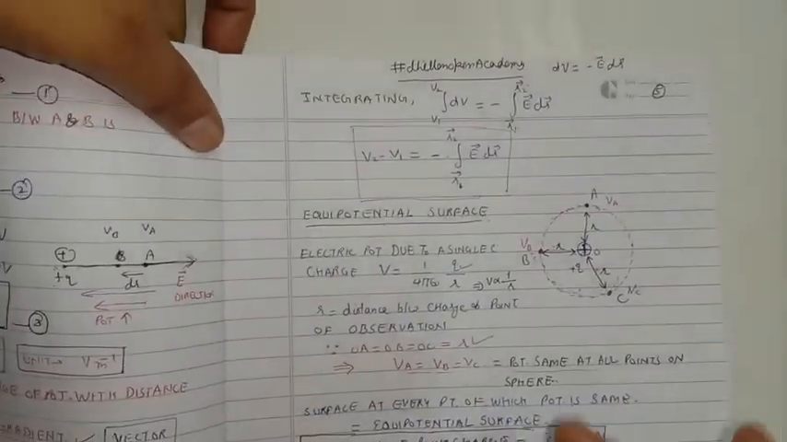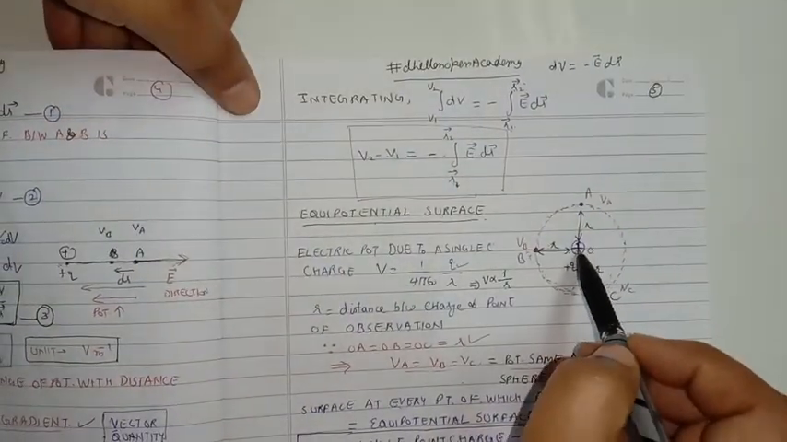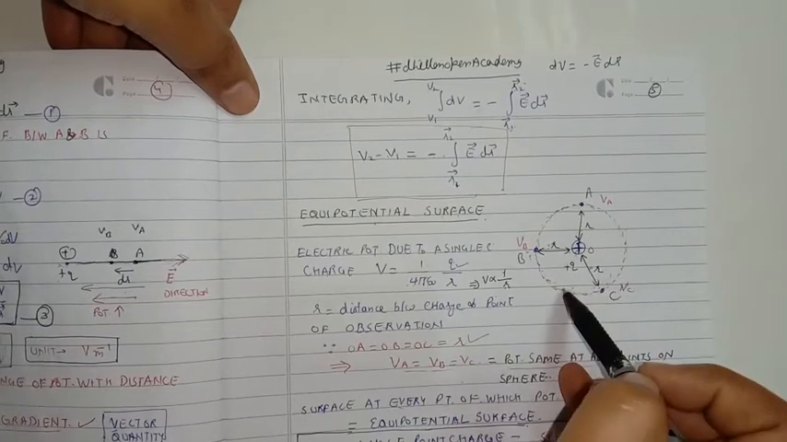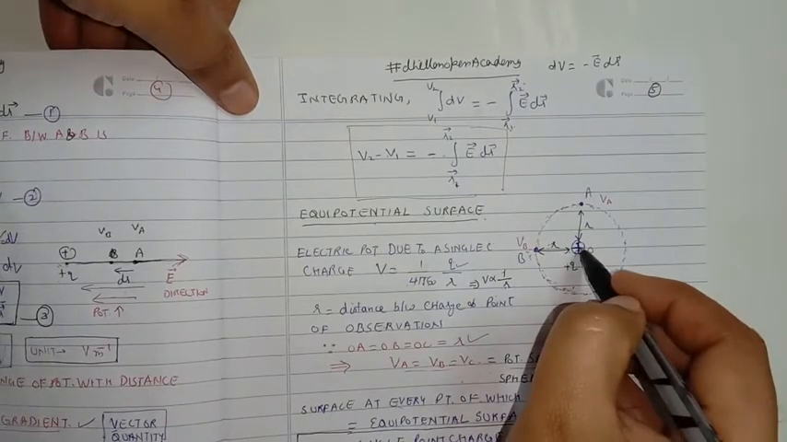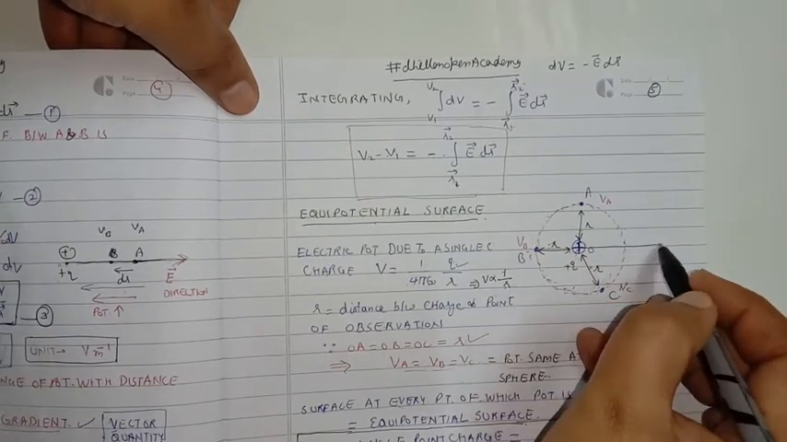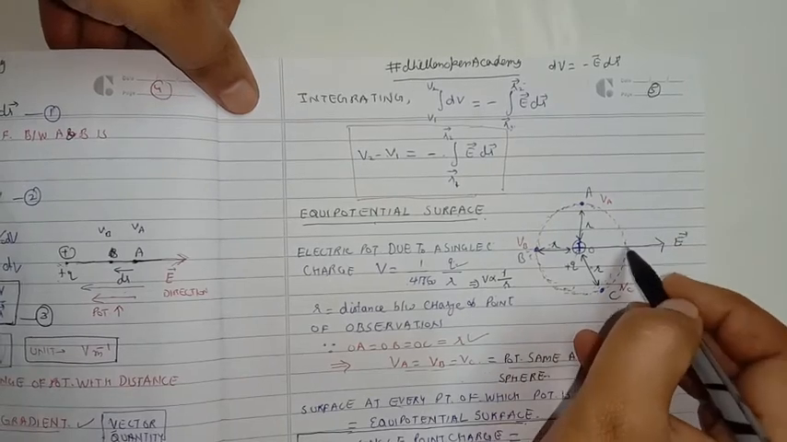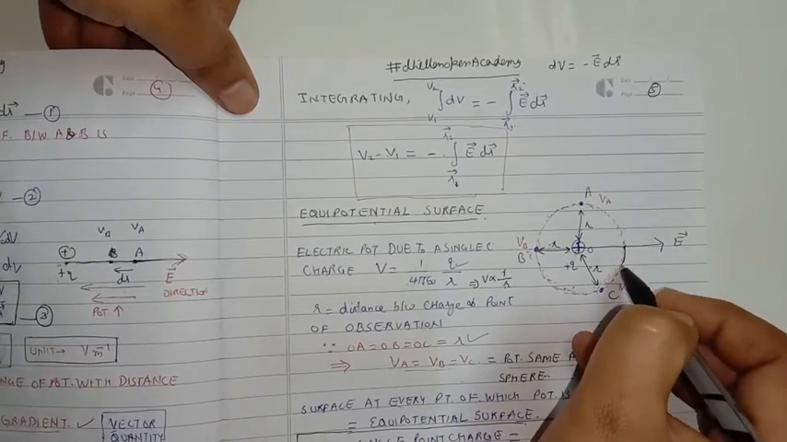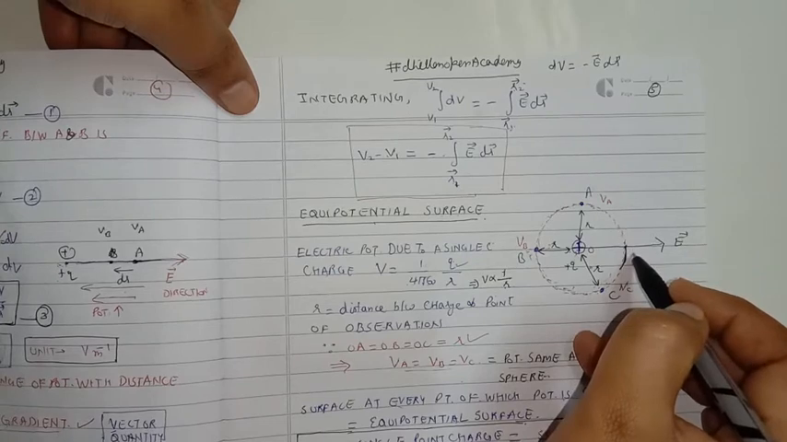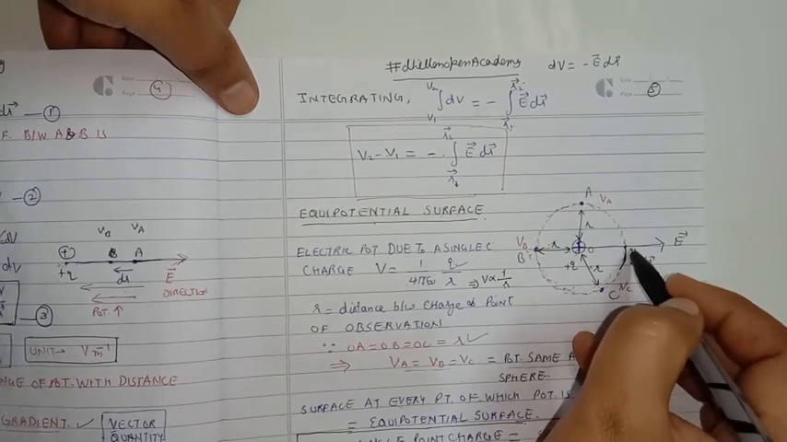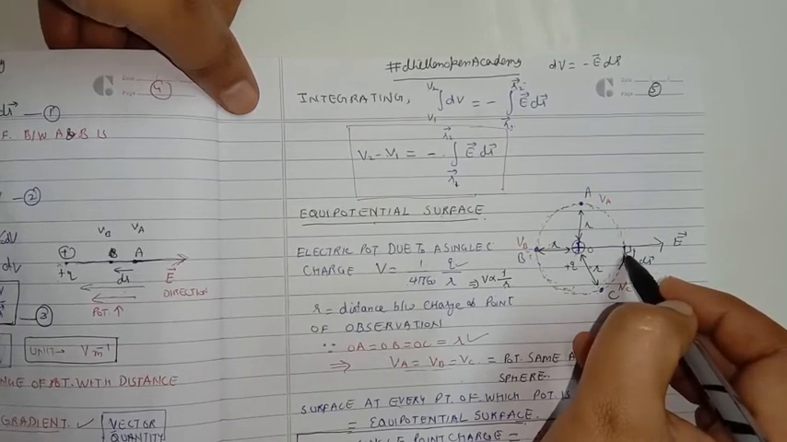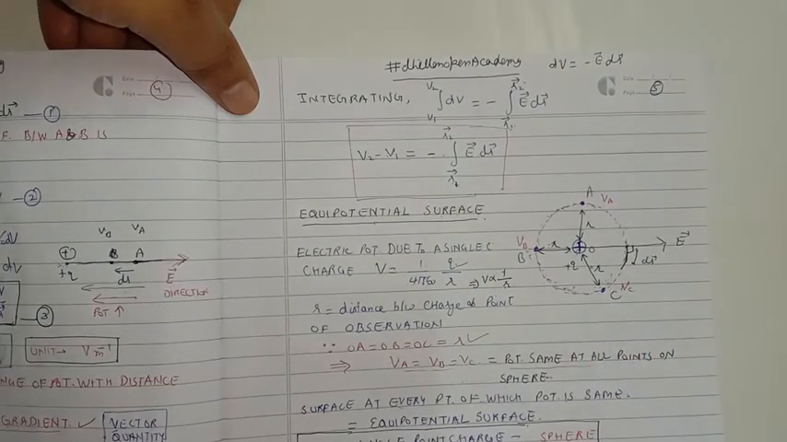Or in the first case, for an equipotential surface of a single point charge which is spherical in nature, if we draw the electric field, it will be directed away, and the movement of the charge will be taking place along the surface, and this will be the displacement dr. The surface and the direction of the electric field are perpendicular to each other.